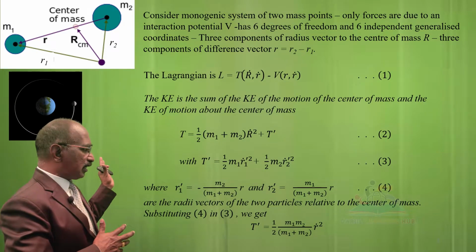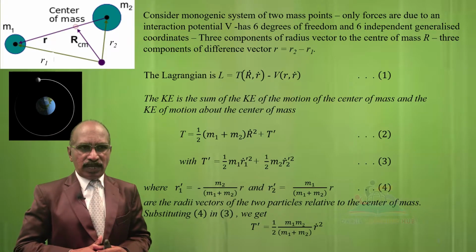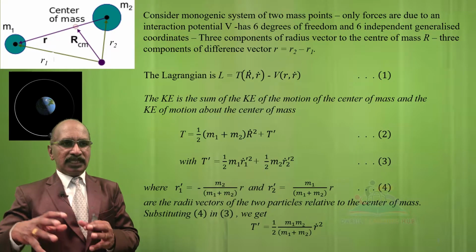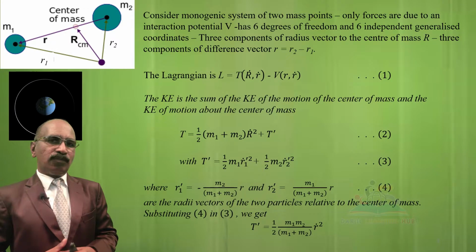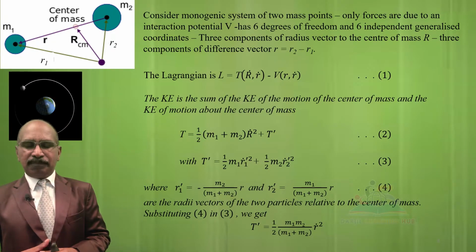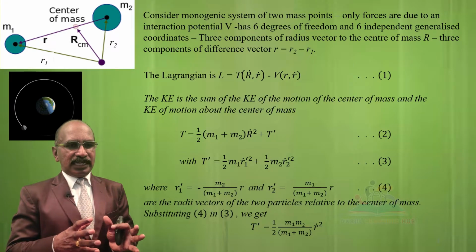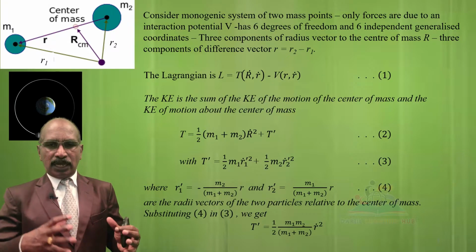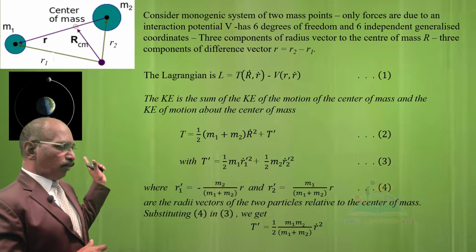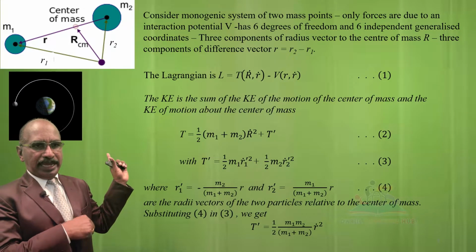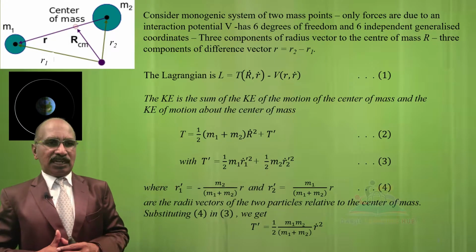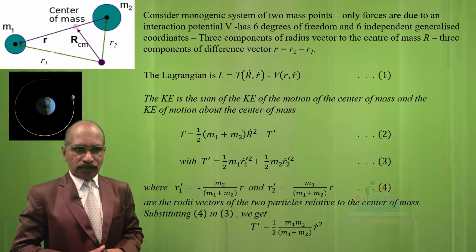The first term represents the kinetic energy due to the center of mass, and the term T dash represents the kinetic energy due to the two bodies moving about the center of mass, and that is given by equation number 3. Now we have the terms R1 and R2. What are R1 and R2? R1 is the position vector of the first body from the center of mass, and R2 is the position vector of body 2 with respect to the center of mass, and that is given by equation number 4.